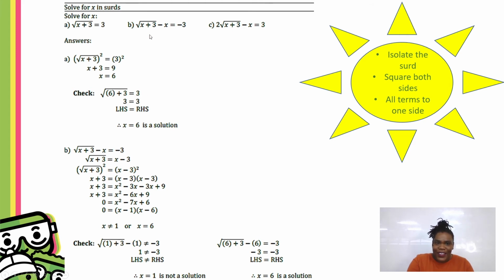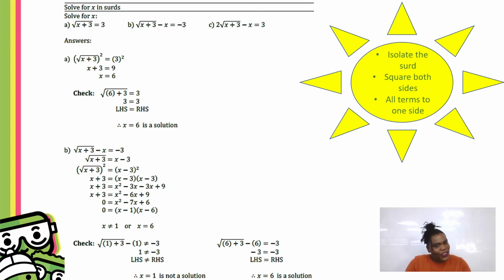You want the surd on its own. You want that square root of x plus 3 isolated on its own on one side of the equation. So take the x over to the right-hand side. Then you have two parts of your equation. One part has the surd, one part doesn't have the surd. Follow the steps, square both sides of the equation, solve your equation either using your factorized brackets or your quadratic equation. And then once you have your answers, check your solutions.